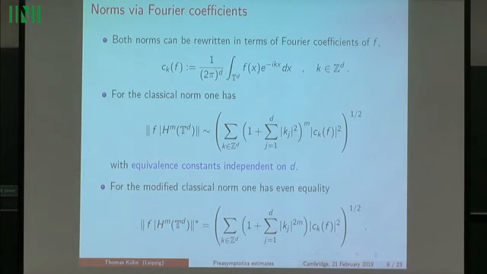And then it is this expression here. This is the L2 sum of the Fourier coefficients with a certain weight. And for the second norm, with only the highest derivatives, we get a similar expression, even equality here. Again, a weighted L2 sum of Fourier coefficients, but now the weight is this here.